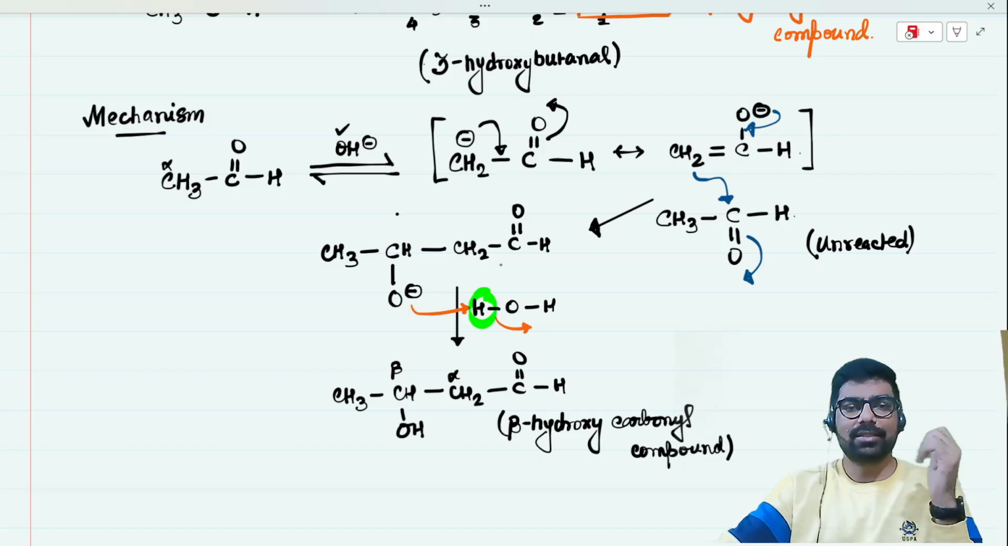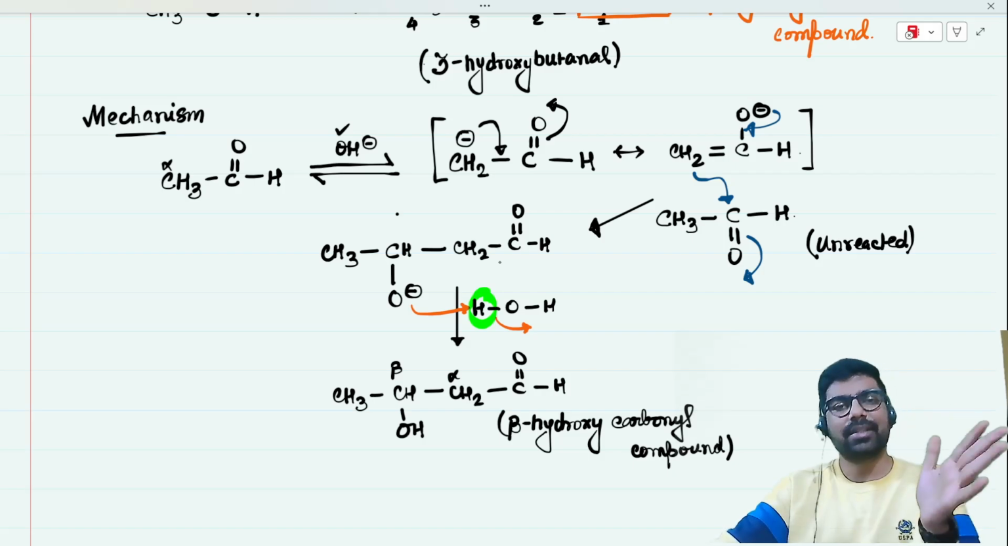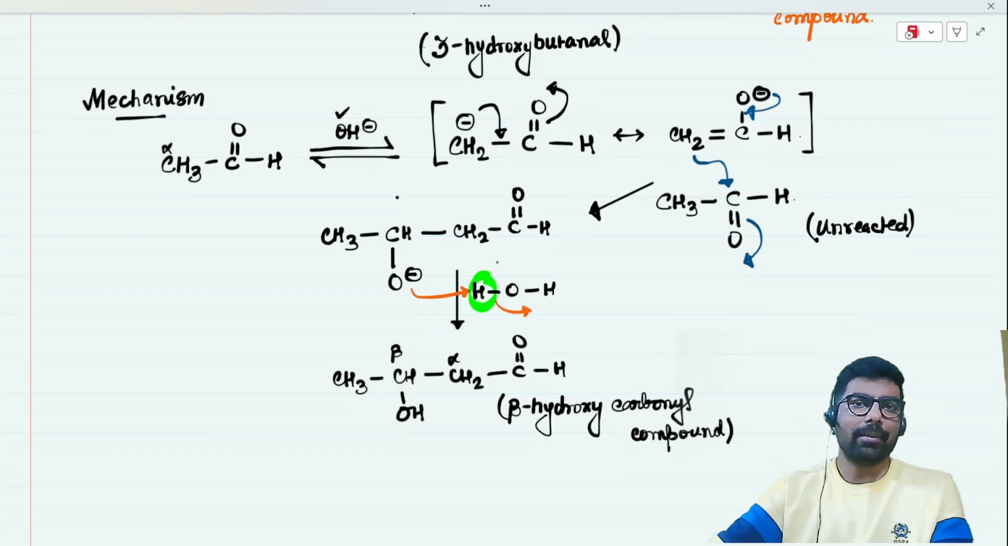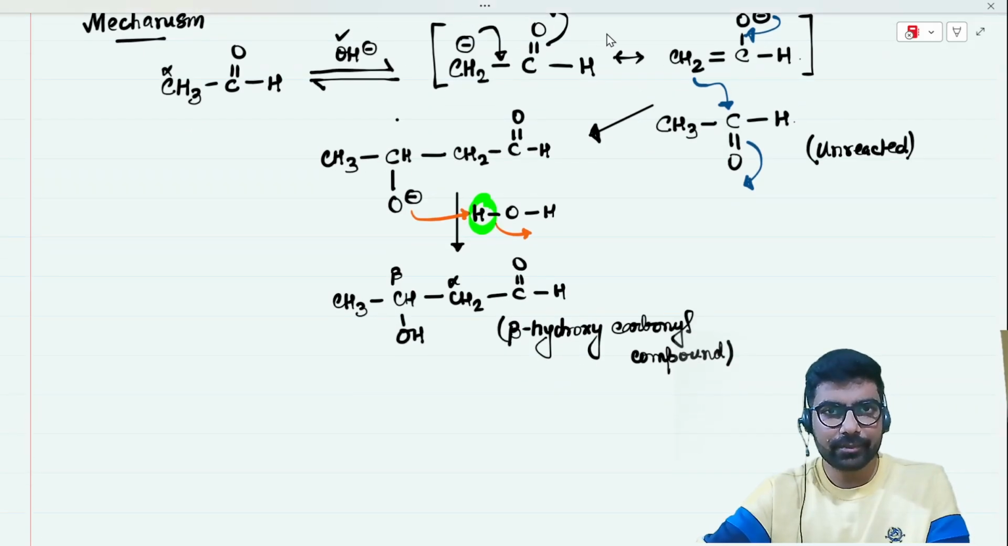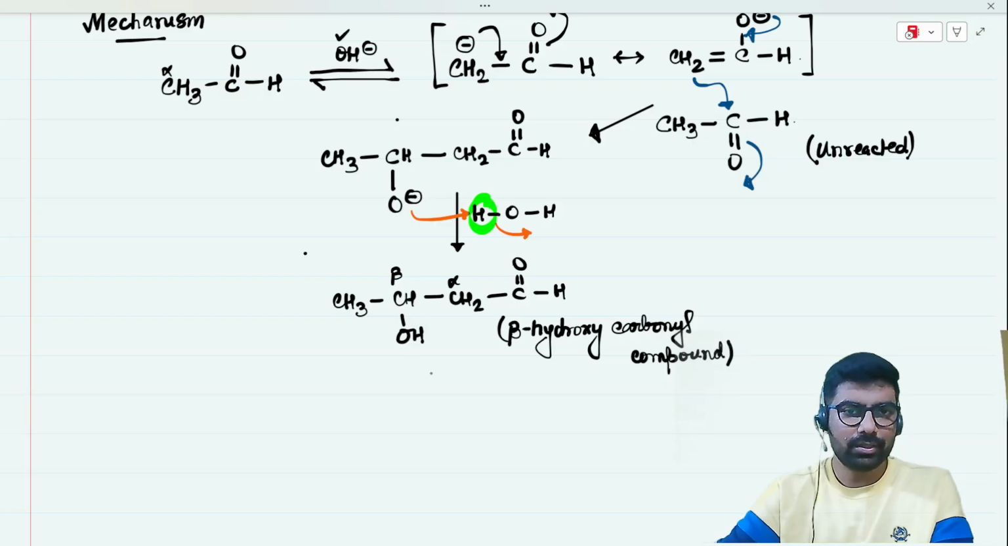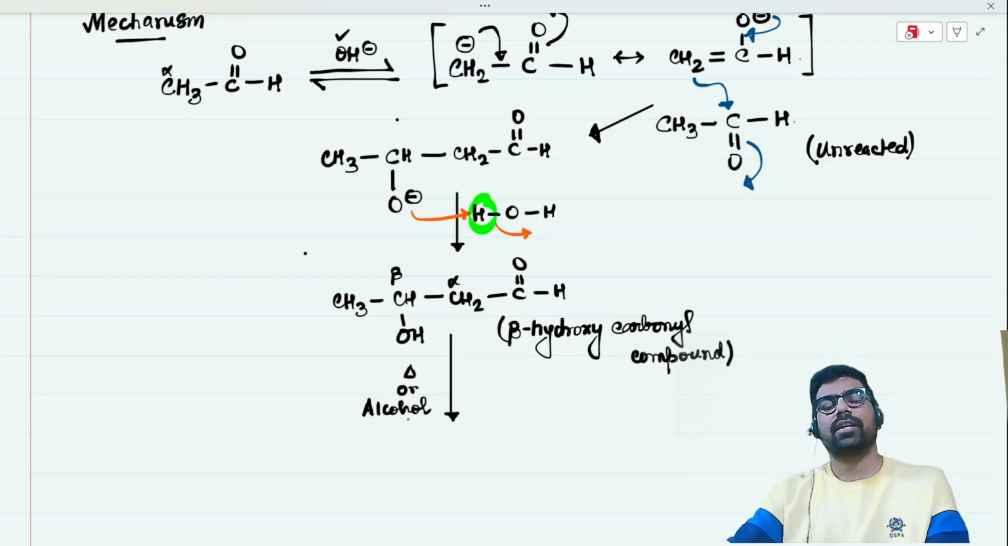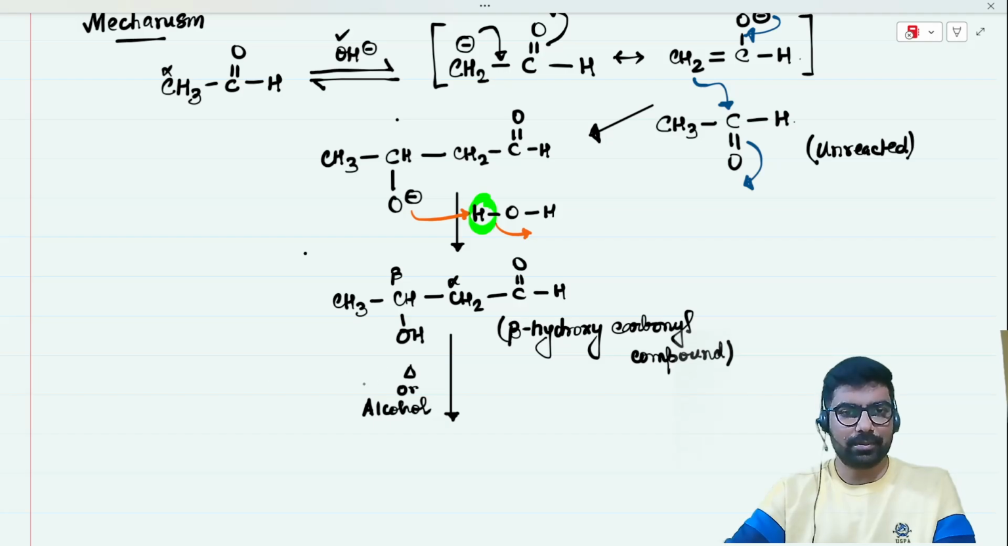So this is a basic example of an aldol condensation. But sometimes the reaction does not stop over here. Let's say we are applying heat to this. Then one more step will take place. If we are applying heat or in presence of an alcohol, another reaction takes place, that is elimination reaction.